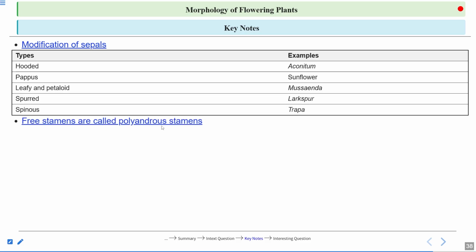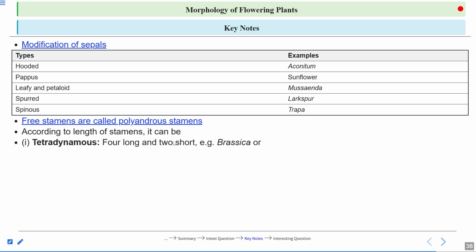Free stamens are called polyandrous stamens. If all the stamens are free, then it is called polyandrous stamens. According to the length of stamen, it can be tetradynamous condition, 4 long and 2 short. We have talked about this. The lengths of the stamens are not the same. 4 are long and 2 are short, in the case of Brassica, mustard, the tetradynamous condition. Didynamous condition, 2 long and 2 short, in the case of Ocimum, tulsi.